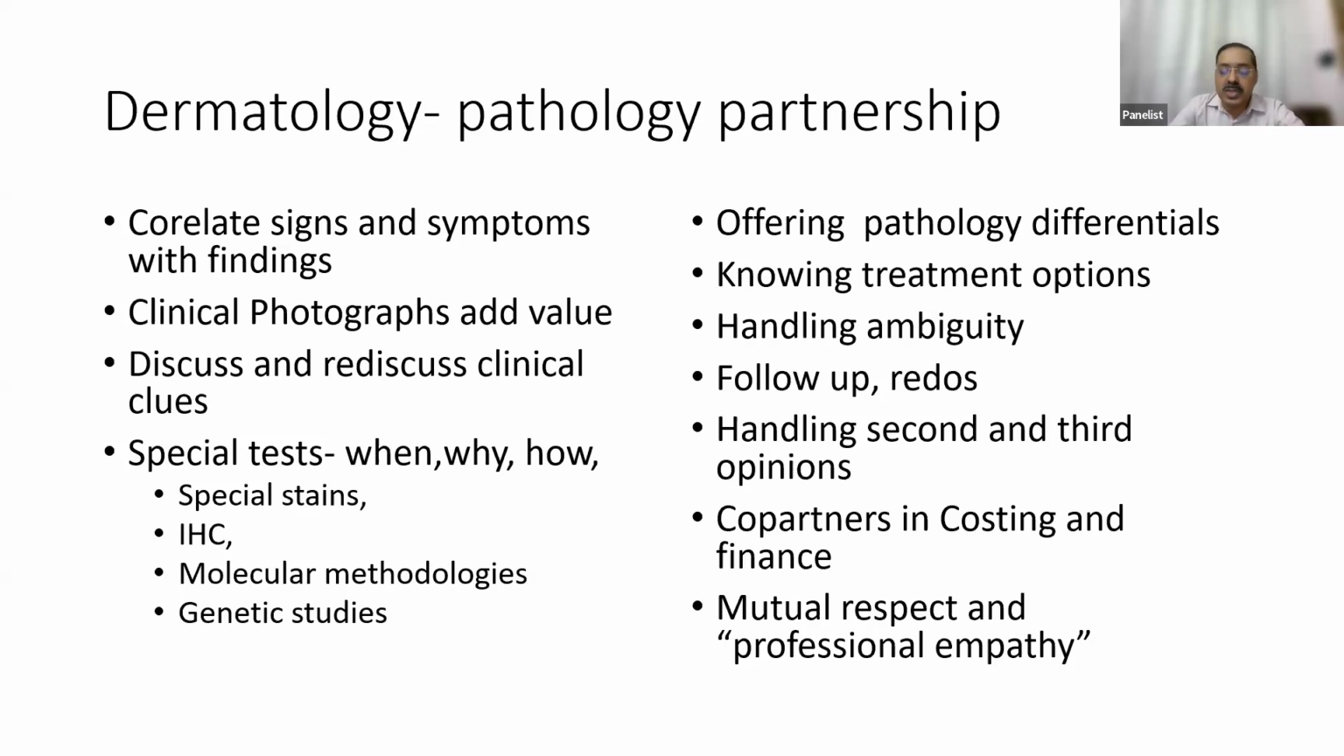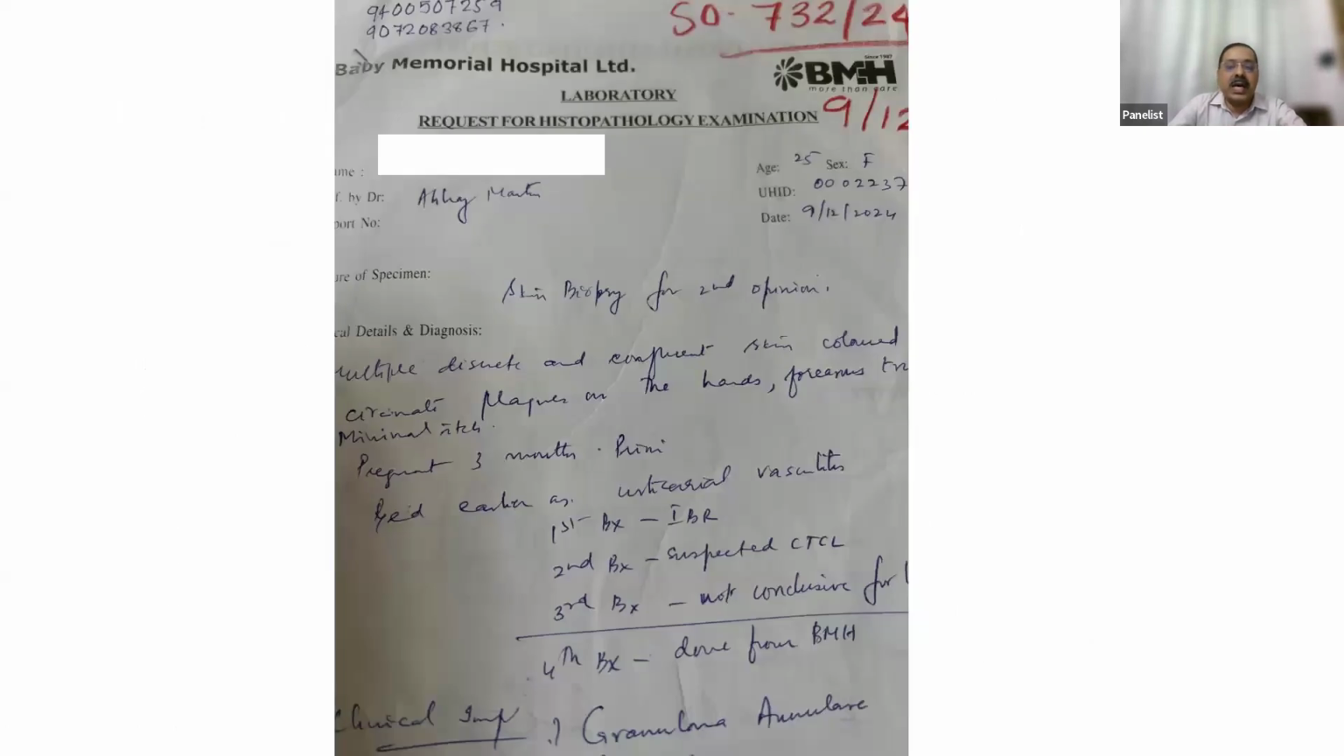And of course, we should have mutual respect and professional empathy. All clinicians have one aspect in mind, that is the patient benefit. So professional empathy is something which I am very, very particular about. I'll leave you with this last case, a recent one, where a pregnant lady presented to me with multiple discrete and confluent skin colored circinate plaques on the hands and forearms with minimal itch. She was pregnant. She was referred by the gynecologist. They had done 3 biopsies earlier over the last 2 years.